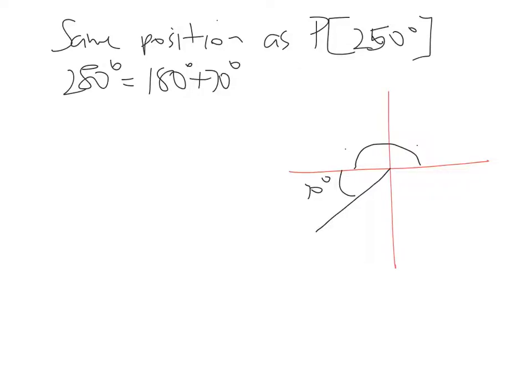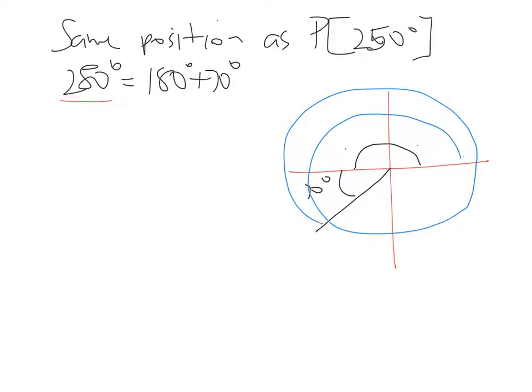So now, basically, to make anything larger than 250, we go around, I'll use a different colour, we go around the whole circle for 360, and then we go 250. So then 250 is equivalent to 250 plus 360, which ends up being 610.